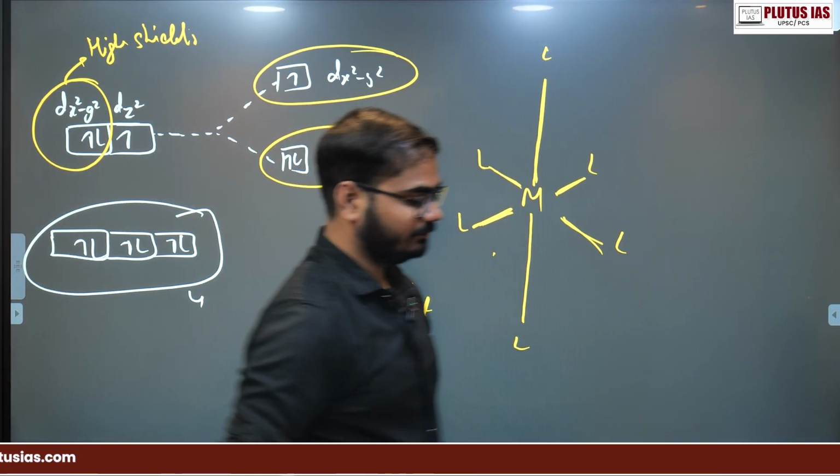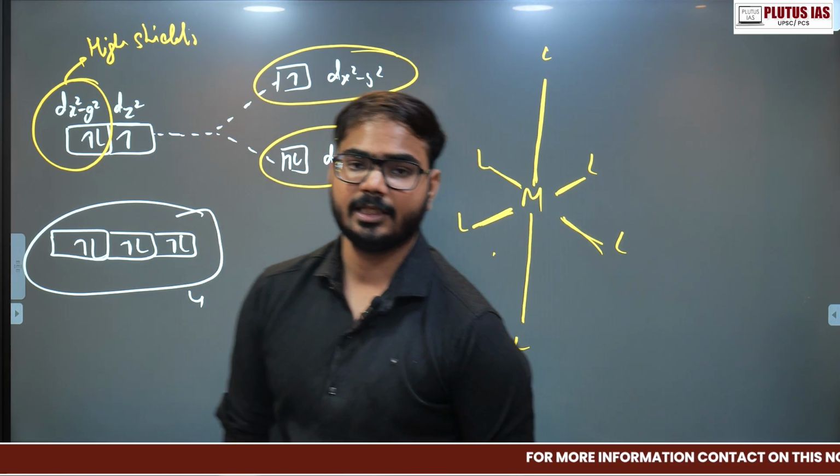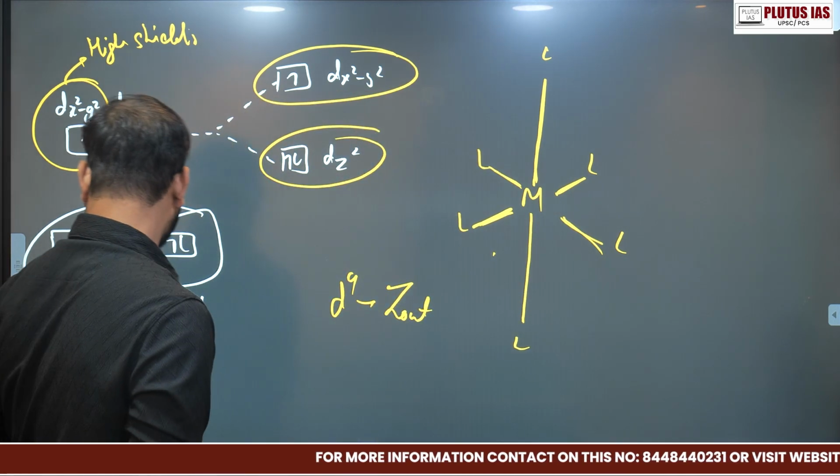So I hope this has cleared up how JTD occurs in the case of d9 complexes and helps you remember the different types of cases. So in the coming class, we'll talk about the Z in type of cases and more such examples regarding that.